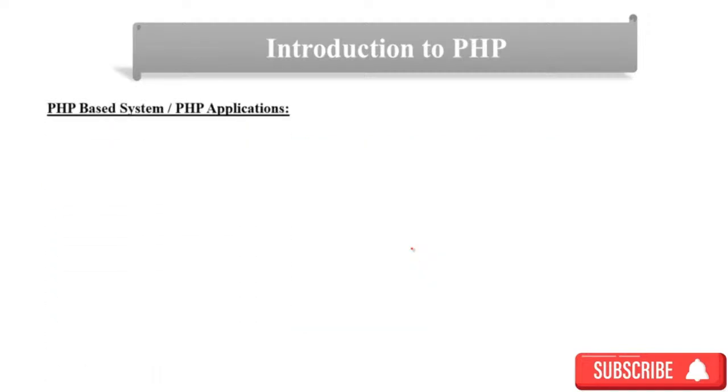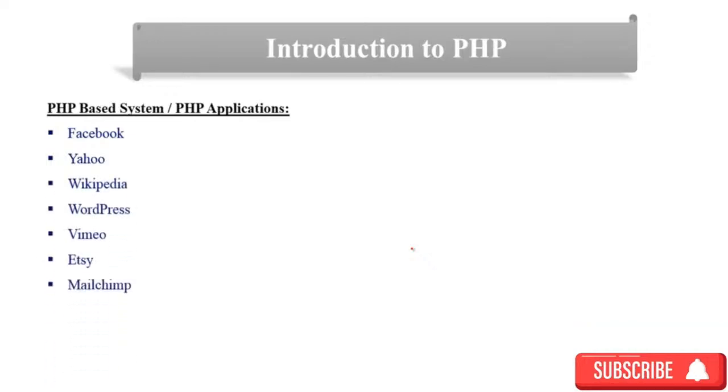There are different systems that are based on PHP, or PHP applications, I will share with you. One of them is Facebook, a very famous platform that is also written with PHP. PHP is also used in platforms like Yahoo, Wikipedia, WordPress, Vimeo, Etsy, Mailchimp, Flickr, Magento, Tumblr, and Digg. So these are different platforms or PHP applications. This is the basic introduction of PHP that I shared with you.